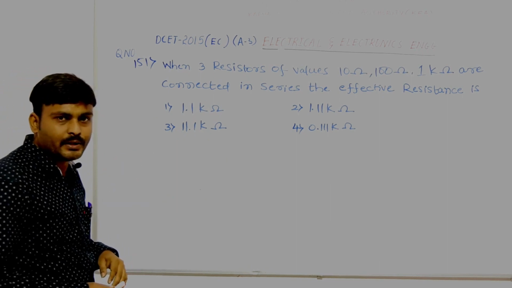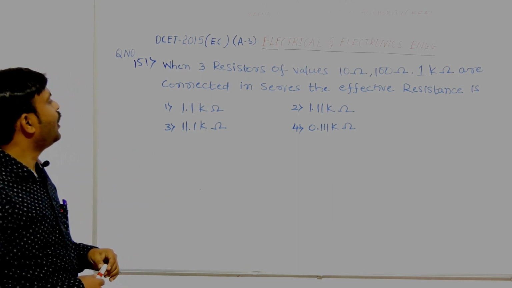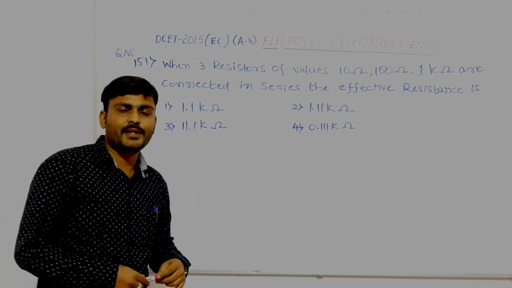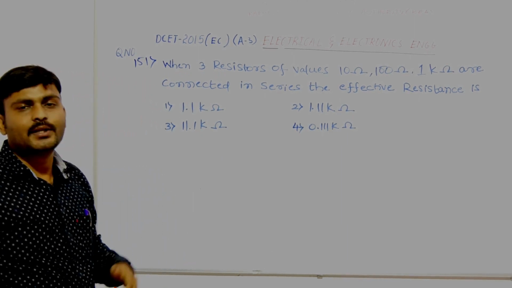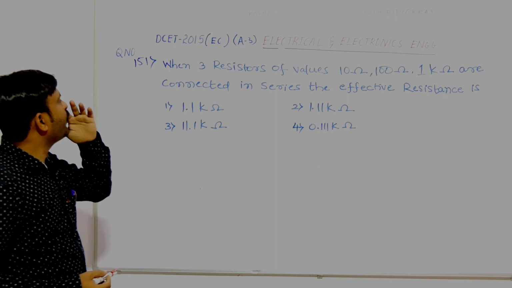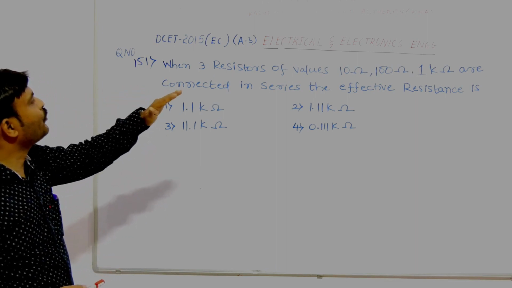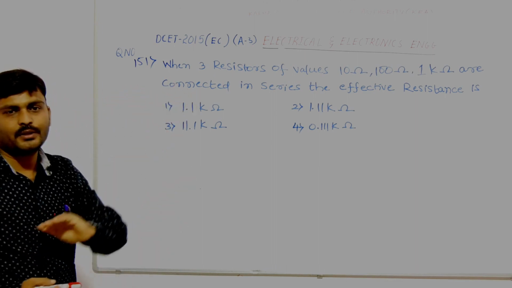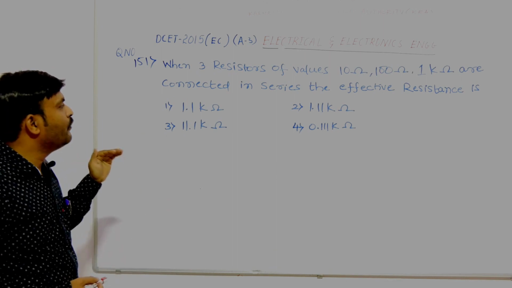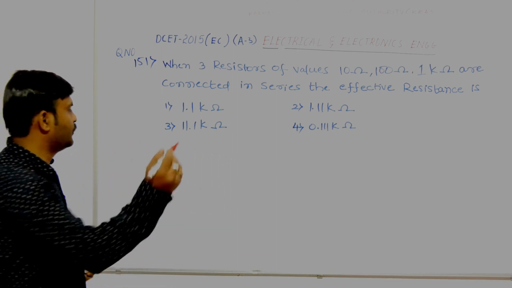option 2, 1.11k; option 3, 11.1k; option 4 is 0.111k. So let us solve this problem. What they have given: three resistors of values 10 ohm, 100 ohm, 1k are connected in series. So first what we have to do is, we have to write the circuit.